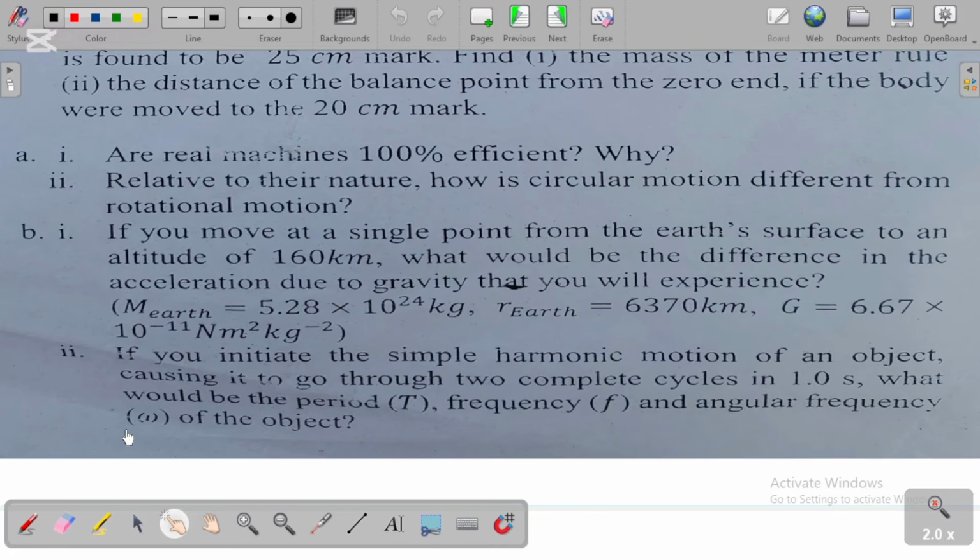All right, let's solve the last question here. That's question 3bii. If you initiate the simple harmonic motion of an object, causing it to go through 2 complete circles in 1.0 second, what would be the period T, frequency f, and angular frequency of the object? So we are asked to find the period T, the frequency, and angular frequency of the object.